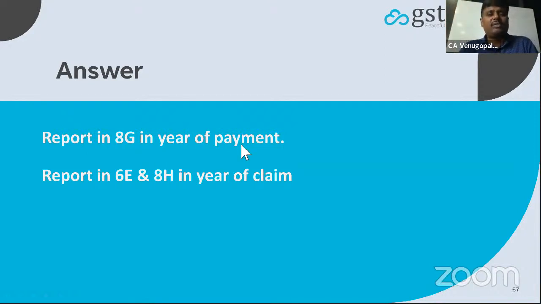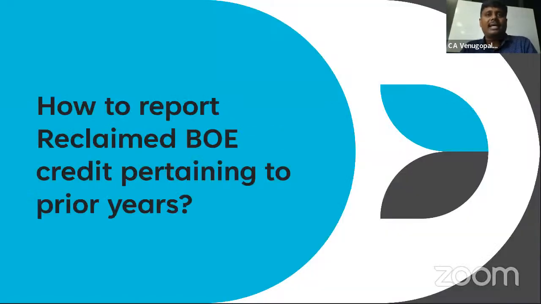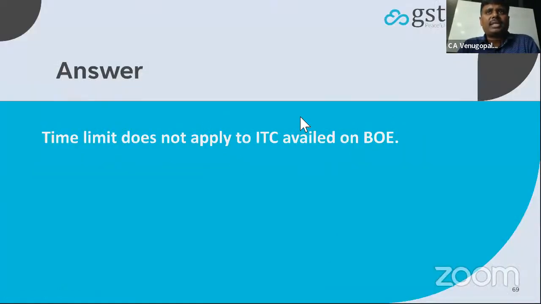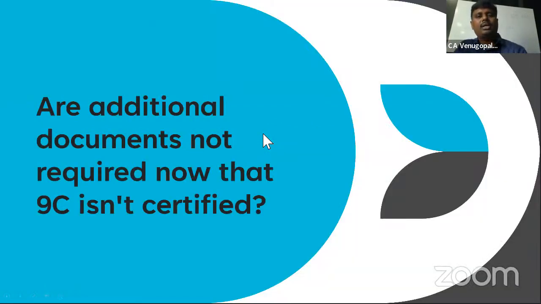That is where I always suggest using software like GSTZen, which will easily consume the data, read the data from your books of accounts, or you can upload it from Excel or other sources, and will come as a rescue to do this reconciliation handy. And how to report reclaimed bill of entry credit pertaining to the prior periods? For input tax credit pertaining to bill of entry, there is no time limit. That is not applicable. So you can take it in the subsequent year.